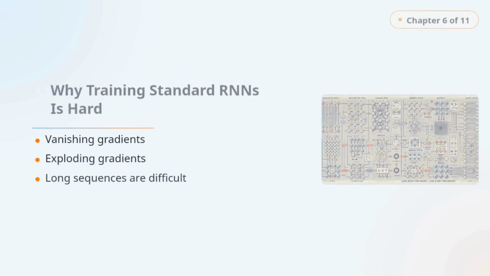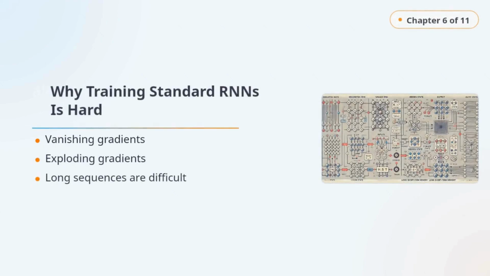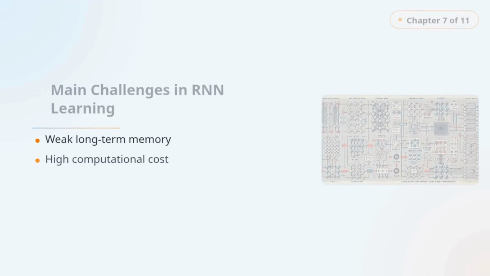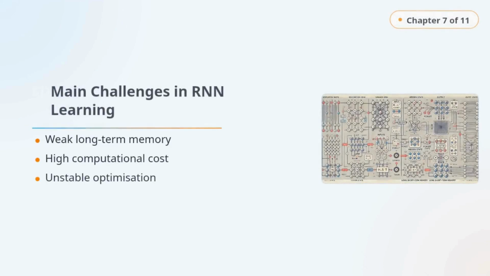Standard RNNs face a major training problem. When gradients are sent backward through many time steps, they can become extremely small or extremely large. If they vanish, the model cannot learn long-term relationships. If they explode, training becomes unstable and numerically difficult. Because of gradient issues, standard RNNs struggle to learn dependencies over long sequences.